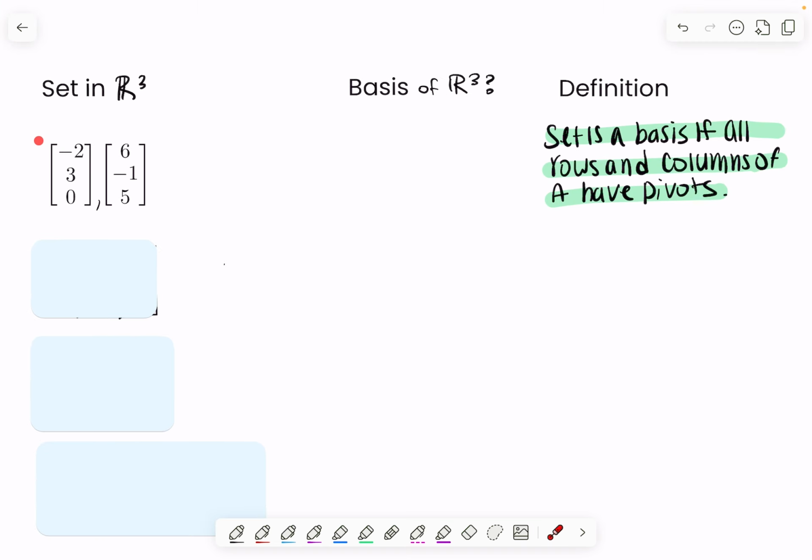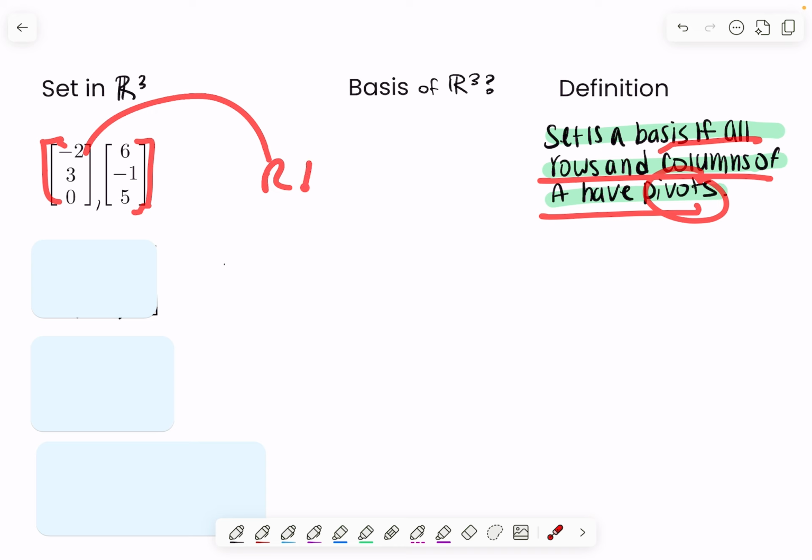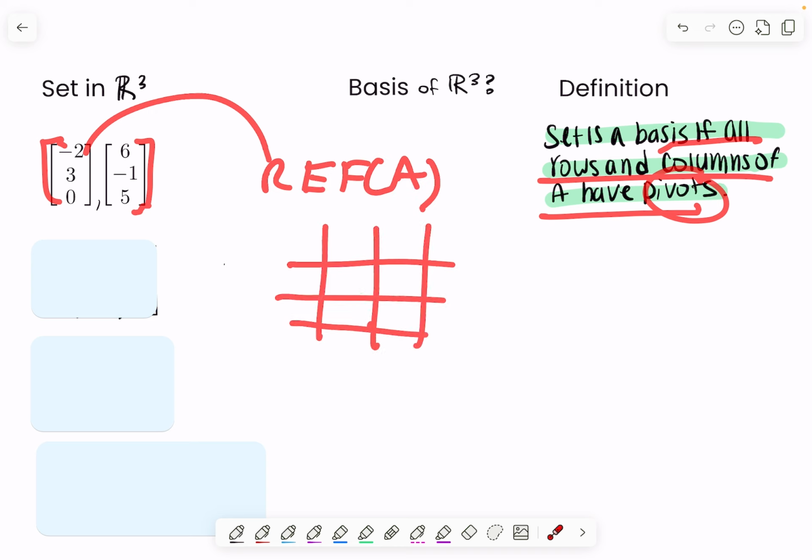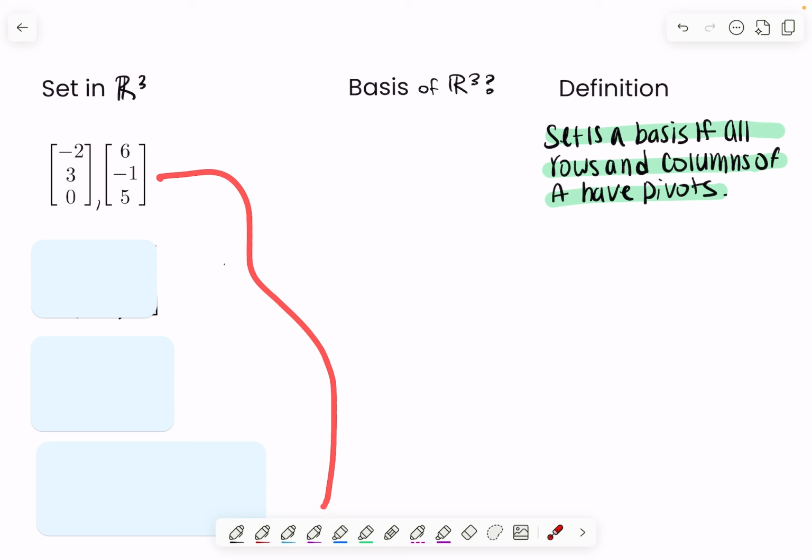Now, the main rule for a set of vectors to be a basis of some dimensional space is that when you put it into a matrix, all of its rows and columns will have pivots. Pivots are your leading entries in row echelon form, so that means you actually have to get it into row echelon form. And if all of the rows and columns have pivots, then yes, it's a basis. So you can do that for all of these that you're going to see.